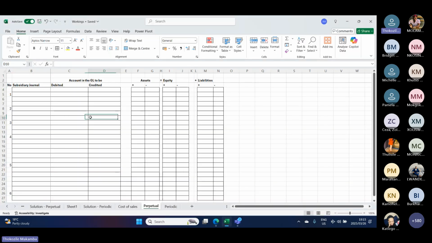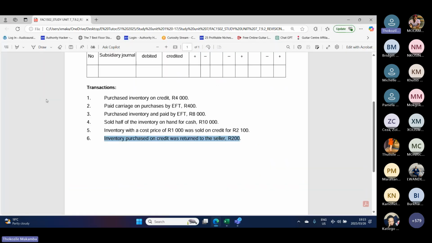So basically this is just essentially how we're going to record the solution. I'm going to start with the periodic because I think that's the easiest of them all, and I think we can get through that one much quicker. So let's go with the first transaction. Purchased inventory on credit, 4,000 Rand.